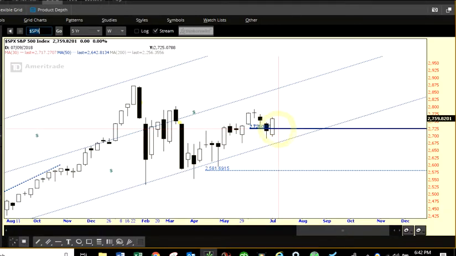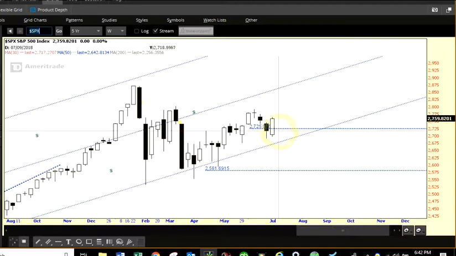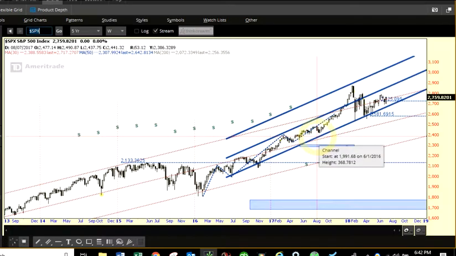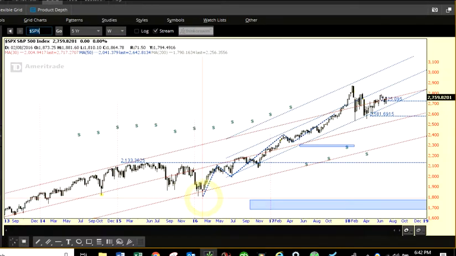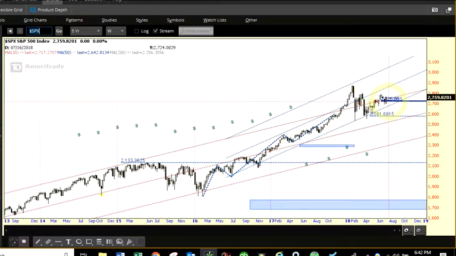It's also, if you notice, kind of near the bottom of this trend line here. So if we break this and break the trend line, this whole structure is likely broken. And this whole structure goes all the way back to the 2016 lows. So keep a close eye on that 2725 area.